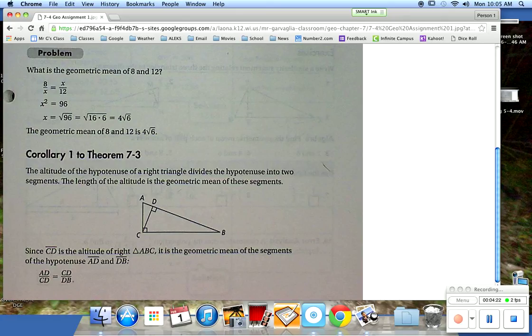My corollary here: the altitude of a hypotenuse of a right triangle divides the hypotenuse into two segments. Okay? So if I take an altitude and I create an altitude out of this right triangle from the 90 degrees to the hypotenuse, it divides this hypotenuse on the opposite side into two segments. I'm going to just call it X and Y right now. There's two different segments that it breaks it into. The length of the altitude is a geometric mean of the segments.